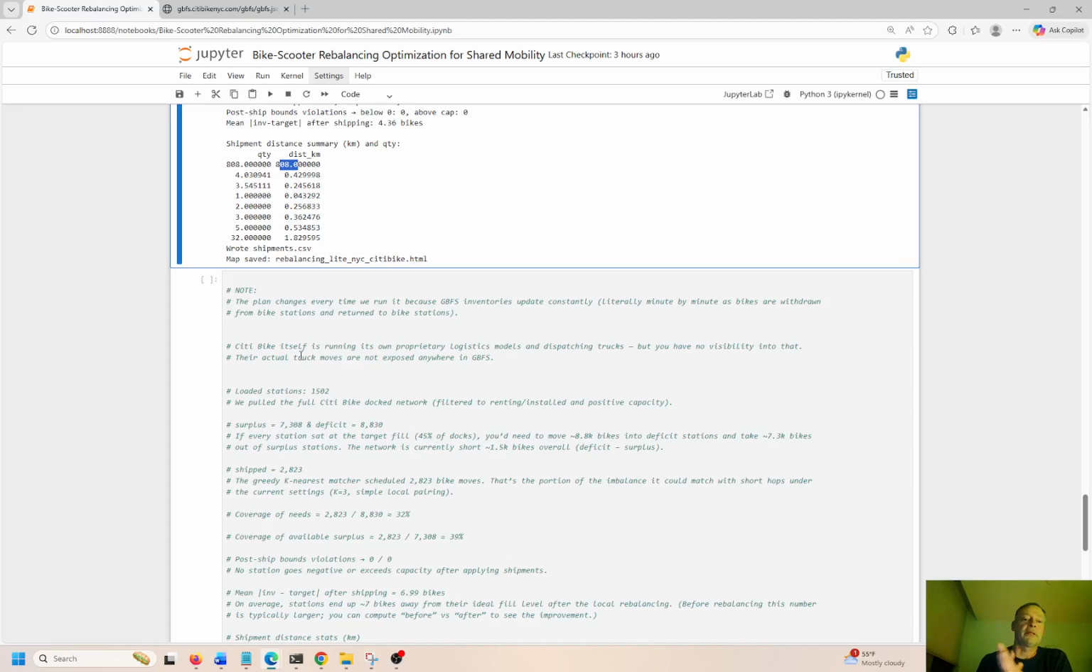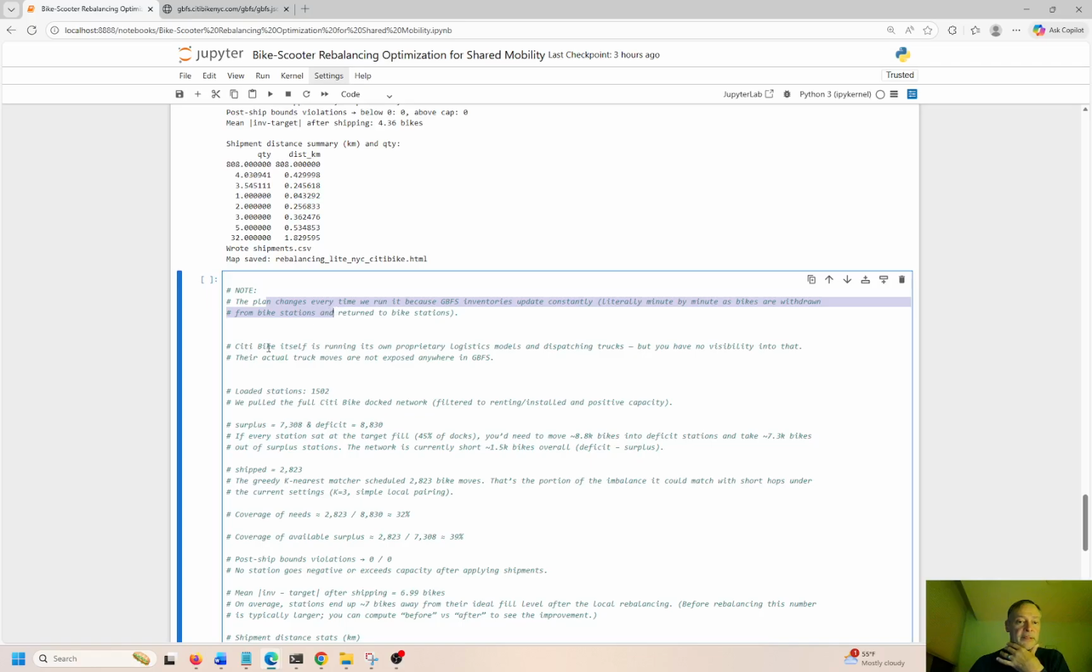That's what that is. So the plan changes every time it runs because the data is always updating, right? Citi Bike is running its own logistics and doing some kind of probably supply chain optimization routine similar to what I'm doing. Again, they don't expose how they're doing this, so we don't know exactly, but it's probably going to be very similar to the way I demoed here. It can be slightly different, but the results are going to be pretty much the same.